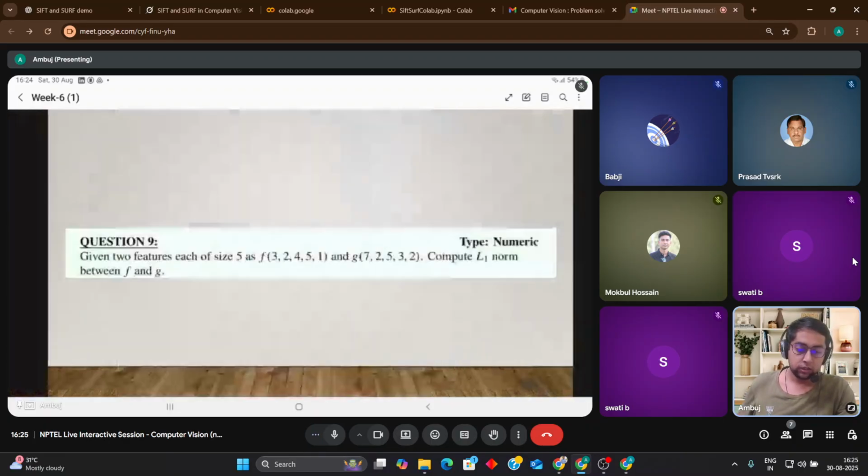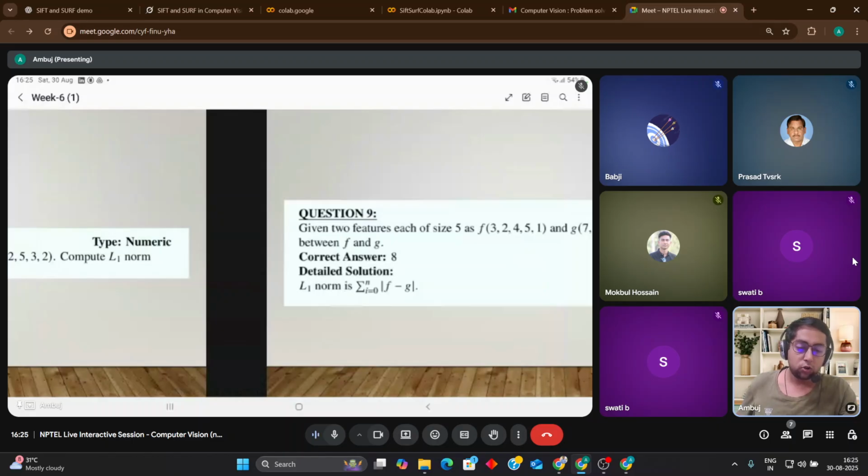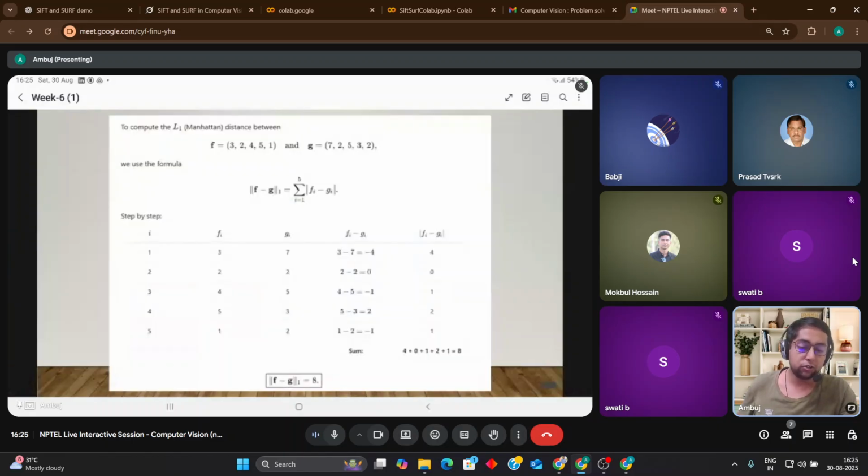Then question number 9: given two features f and g of size 5, compute the L1 norm between f and g. Same question, nothing new. I have already taught you how to calculate the L1 norm. F and g have been given to you. You compute the difference f minus g, then take the modulus and the sum, and it comes to 8.